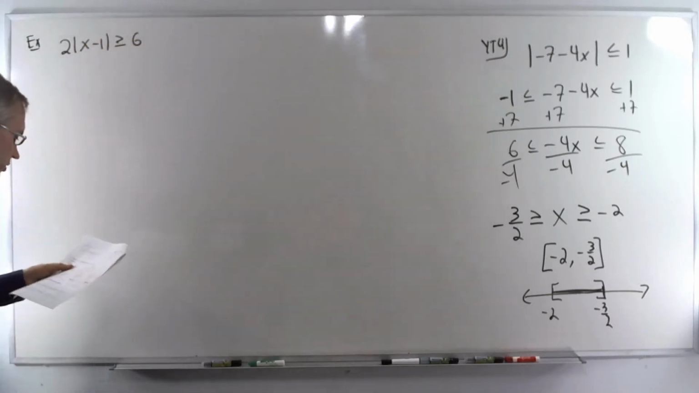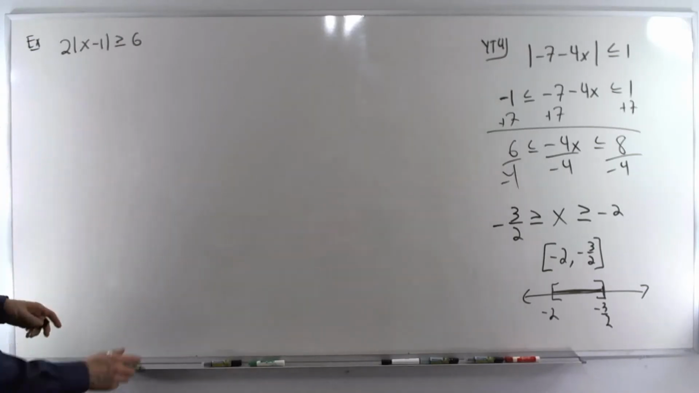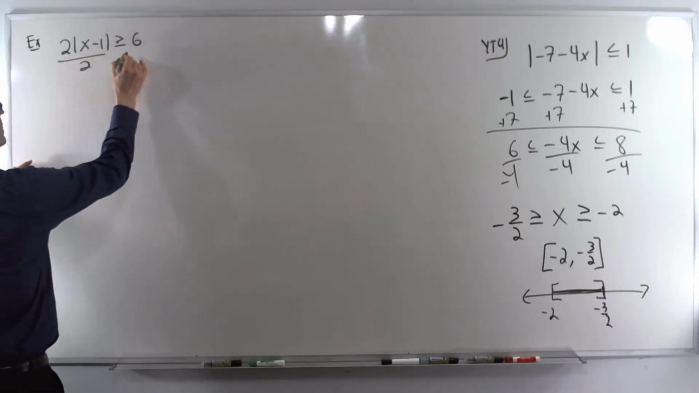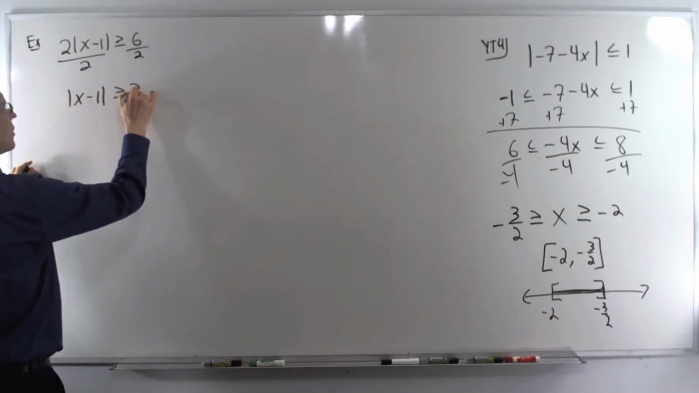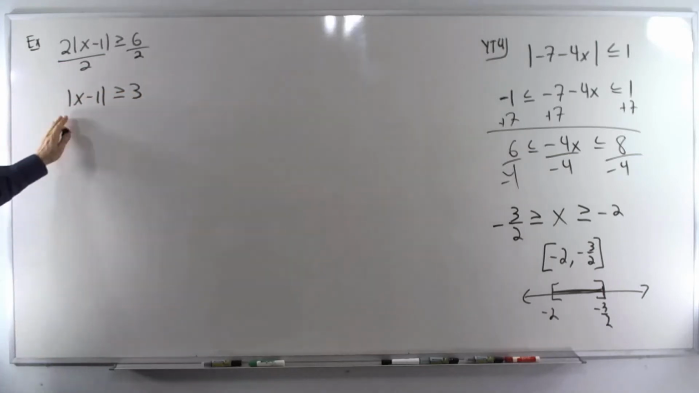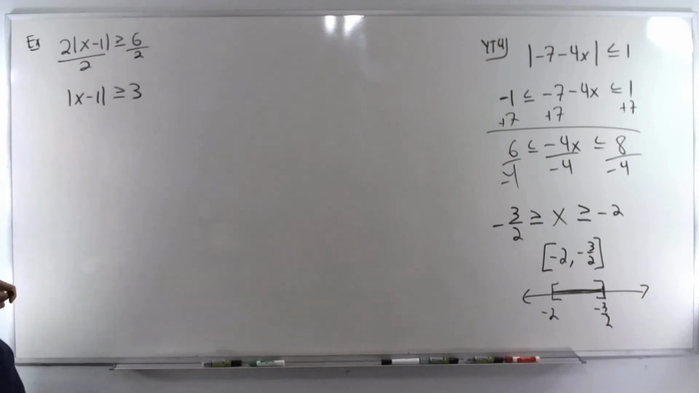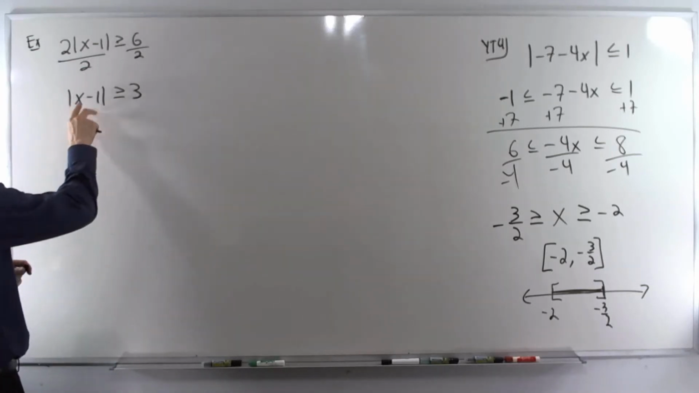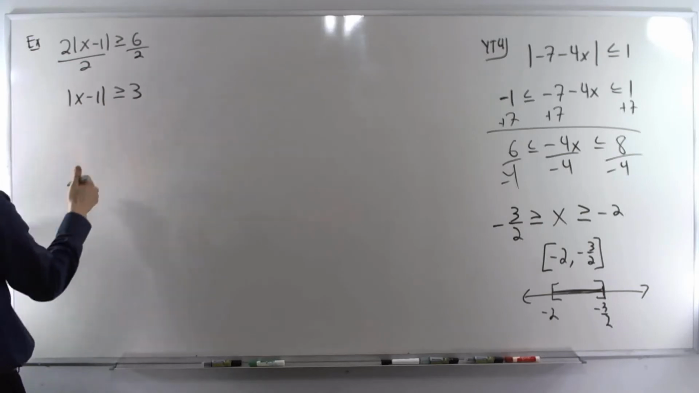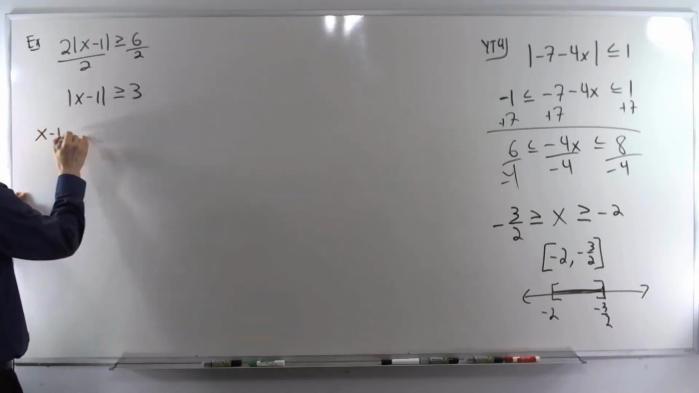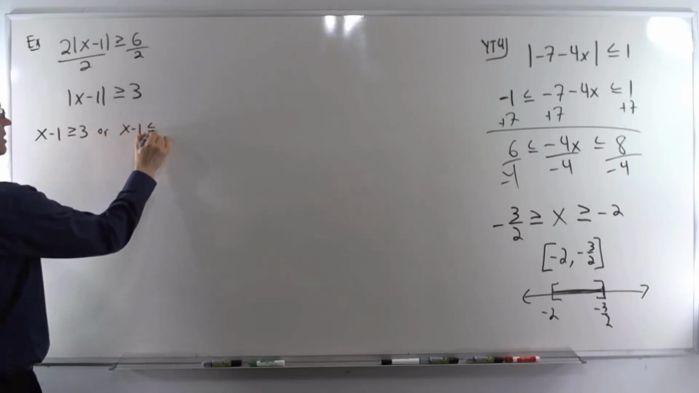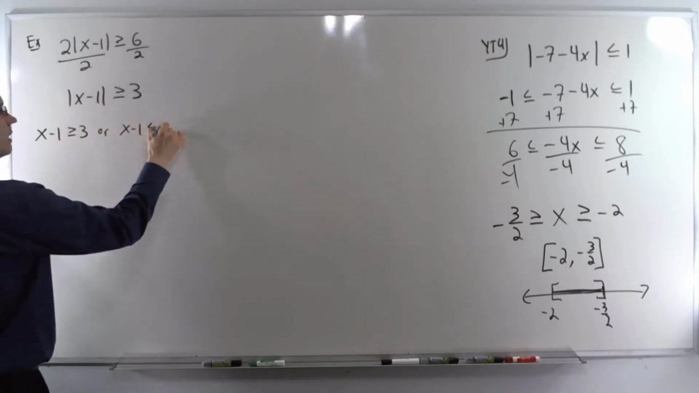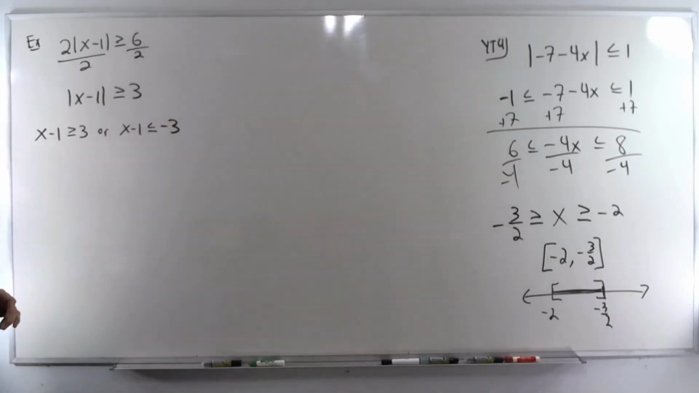So for example, we've got 2 times the absolute value of x minus 1 is greater than or equal to 6. First thing we're going to do before we do anything is divide both sides by 2. That gives us the absolute value of x minus 1 is greater than or equal to 3. All right, now we've got an absolute value which is greater than the number, so this is an OR inequality. So x minus 1 greater than or equal to 3, or x minus 1 less than or equal to, switch the sign, and the opposite of the number.